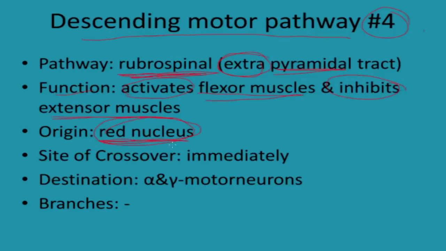The red nucleus gives fibers that descend through the rubrospinal tract. The site of crossover is immediately upon release from the red nucleus, at the level of the nucleus at the midline. They descend through the pons and the medulla and synapse on the alpha and gamma motor neurons. Again, this is another pathway that does not give branches.